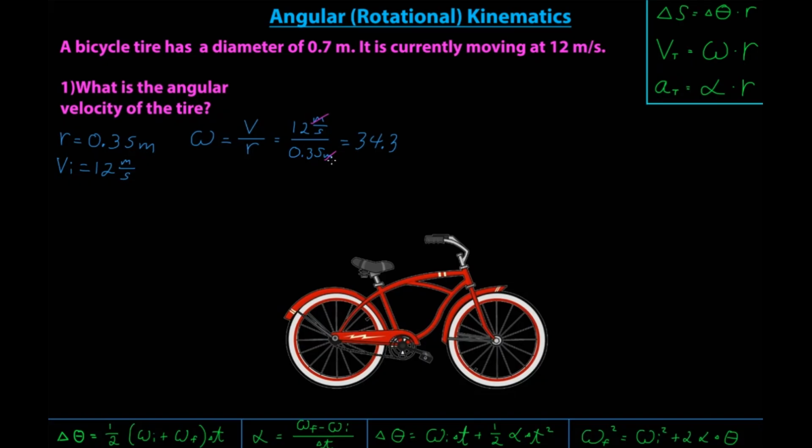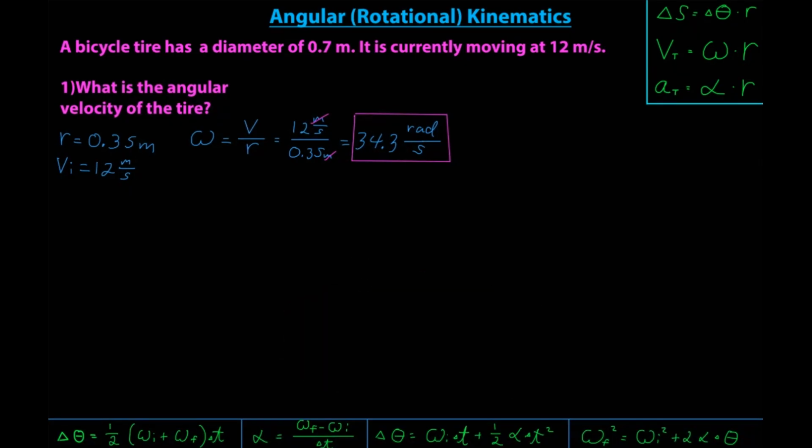34.3. Now notice meters cancels, so technically it's 1/seconds, but the actual unit is radians per second because you divided by the radius. Because again, radians is essentially a fake unit. It does not actually exist. And once again, I explain why in my Intro to Angular video. Let's ditch the bike.